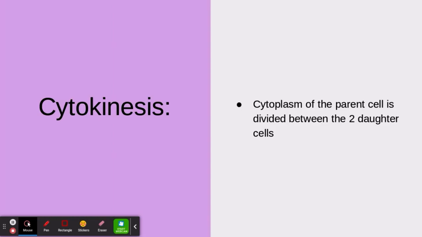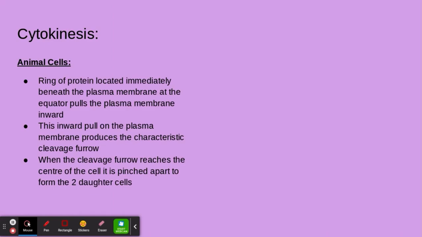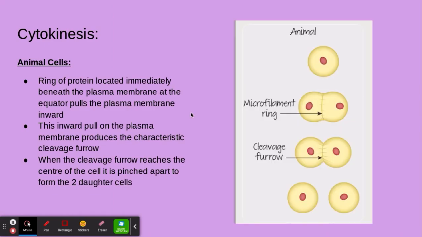The last stage of the cell cycle is cytokinesis. This is where the cytoplasm of the parent cell is divided between the 2 daughter cells. So in animal cells, there is a ring of protein located immediately beneath the plasma membrane at the equator that pulls the plasma membrane inward. This inward pull on the plasma membrane produces the characteristic cleavage furrow. When the cleavage furrow reaches the center of the cell, it is pinched apart to form 2 daughter cells.